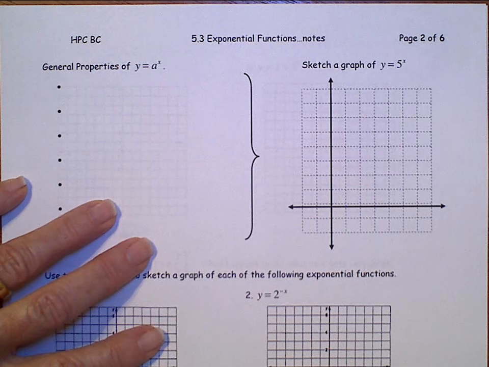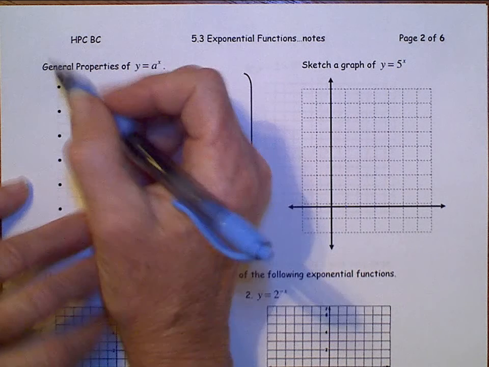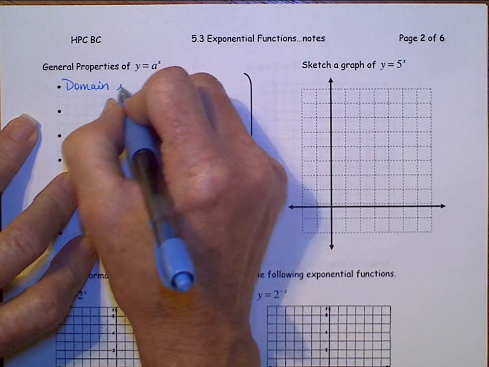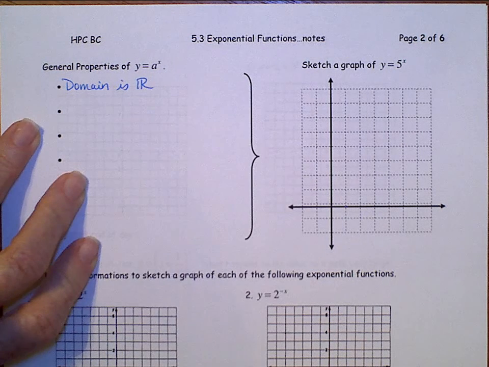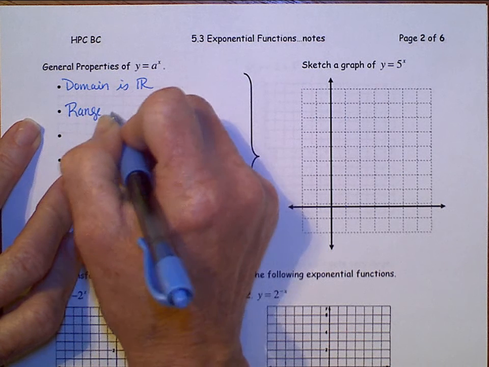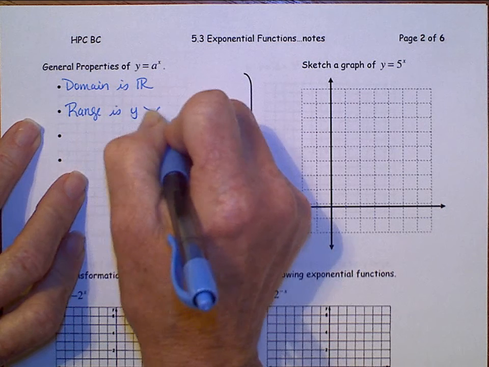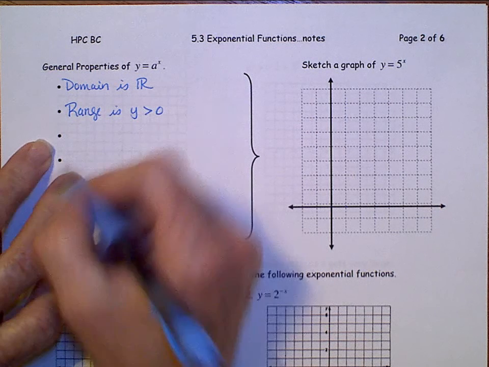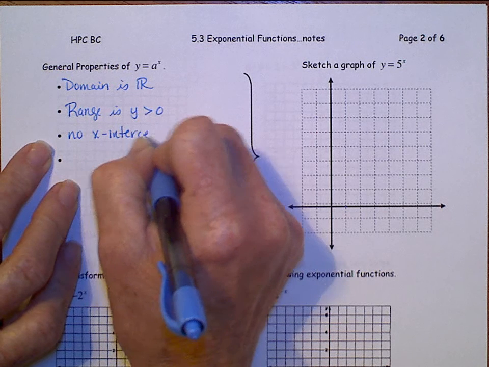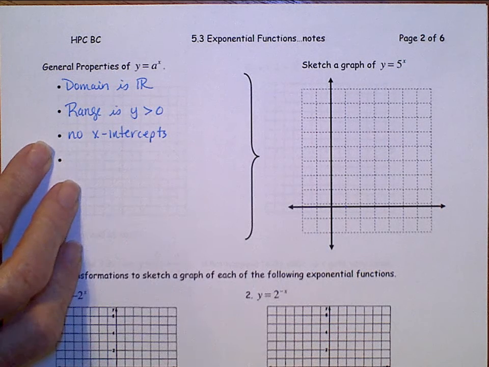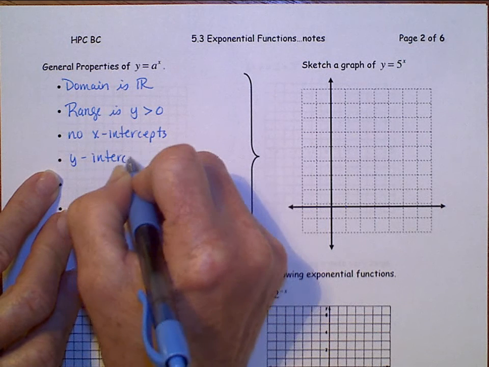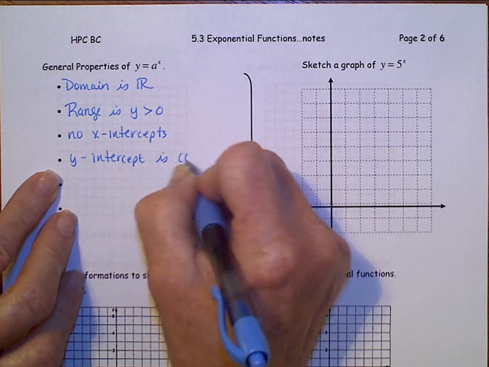And here are those properties. One of them is that the domain is all reals. The range is y greater than 0. There are no x-intercepts. The y-intercept is 0, 1.